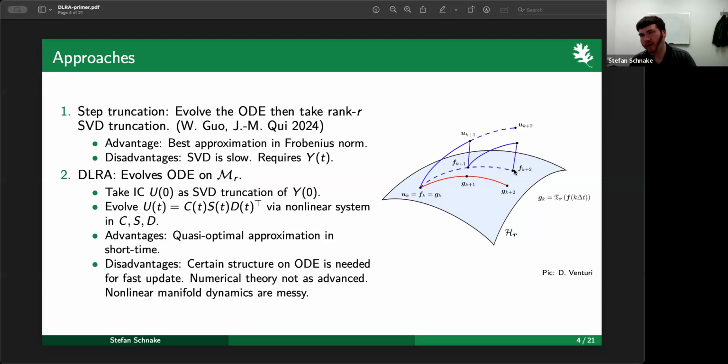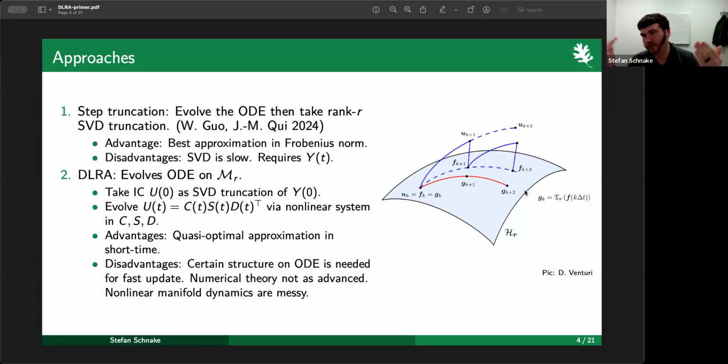What dynamical low rank approximation does, in a general sense, is it evolves the dynamics of your model F on the manifold itself. So you can think of it as this red line right here. At no point during the simulation do I leave the manifold. I'm going to continuously evolve the dynamics on that manifold and never leave it. And you will probably end up with something different than step truncation.